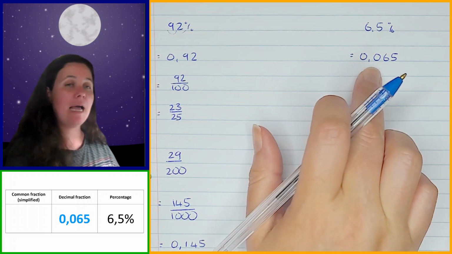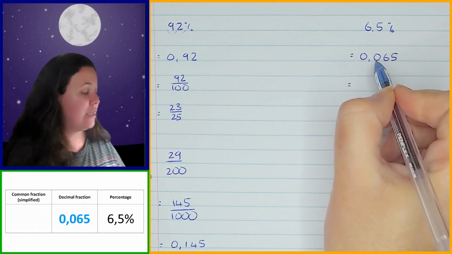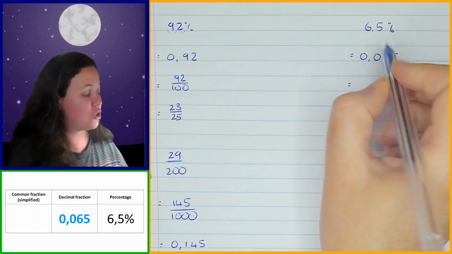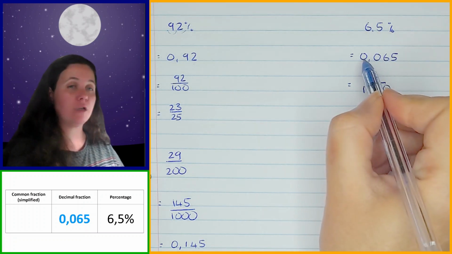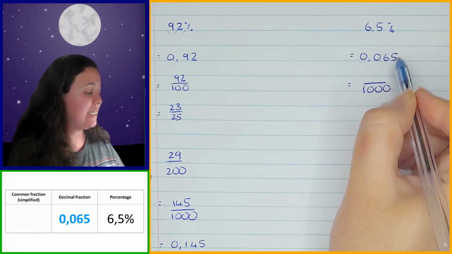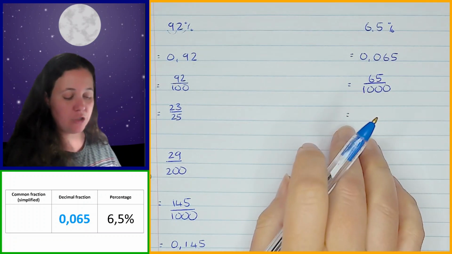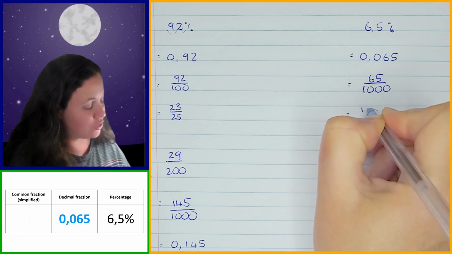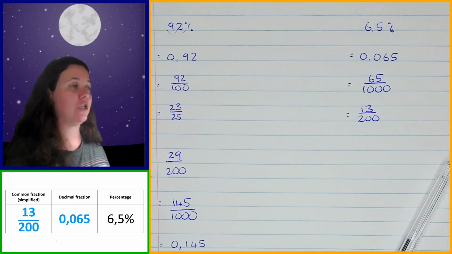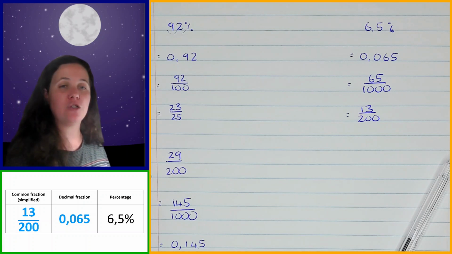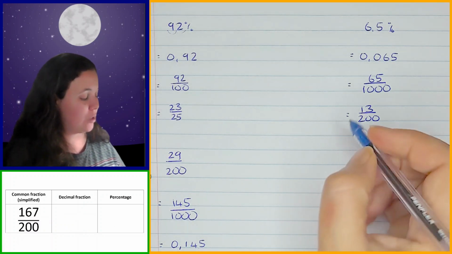And then writing that as a common fraction, I'm going to see, well, this is in the thousandths position. There are 3 decimal places to the thousandths position. So this is going to be something over 1,000. And the number at the top, I've got 0065. So it's just going to be 65 over 1,000. Now this I can simplify. 5 goes into both of those, and that leaves me with 13 over 200. So that's what you should have got for your common fraction for the 6.5%. Okay, 13 over 200. Now let's have a look at the next one. We were given 167 over 200.